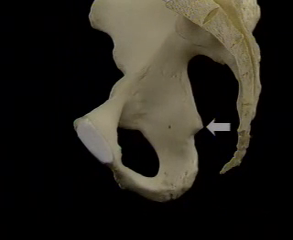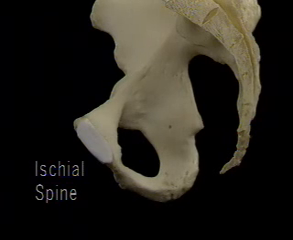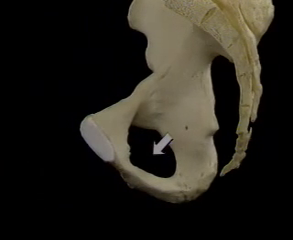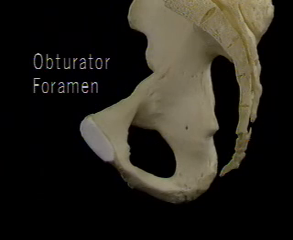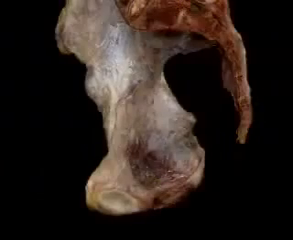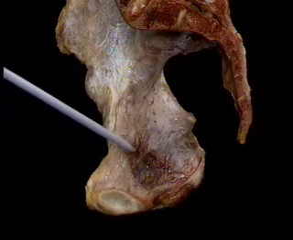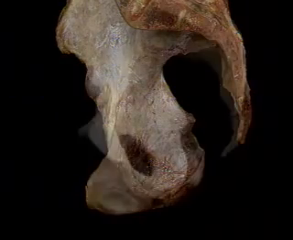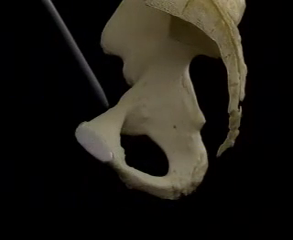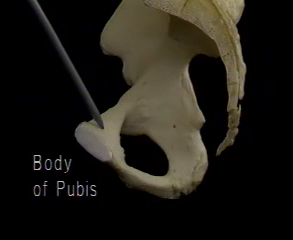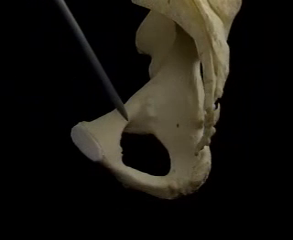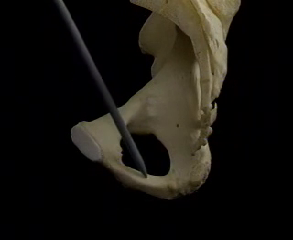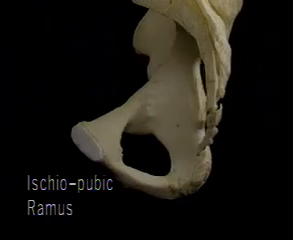This sharp prominence is the ischial spine. The large hole in the lower part of the hip bone is the obturator foramen. In the living body, it's largely closed off by the obturator membrane. This is the body of the pubis. The part of the hip bone below the obturator foramen is the ischiopubic ramus.